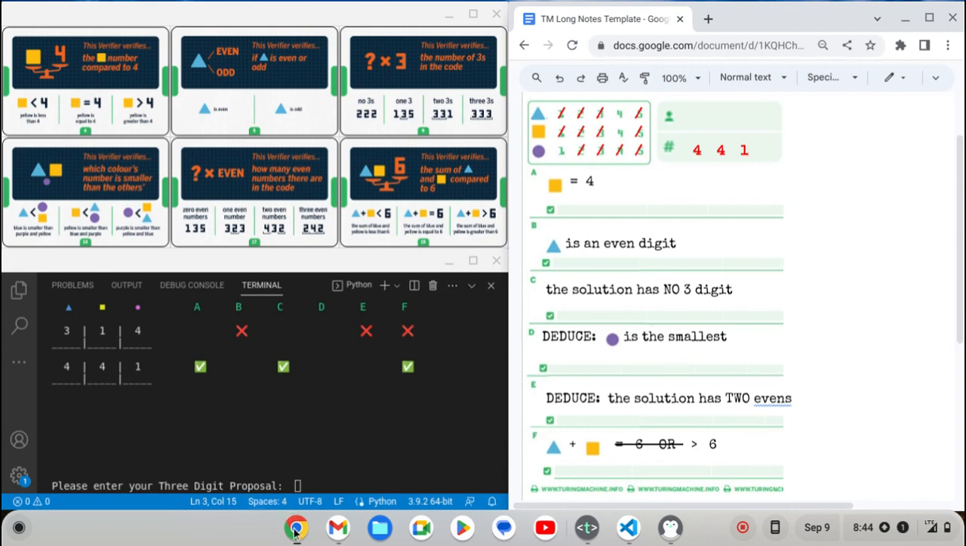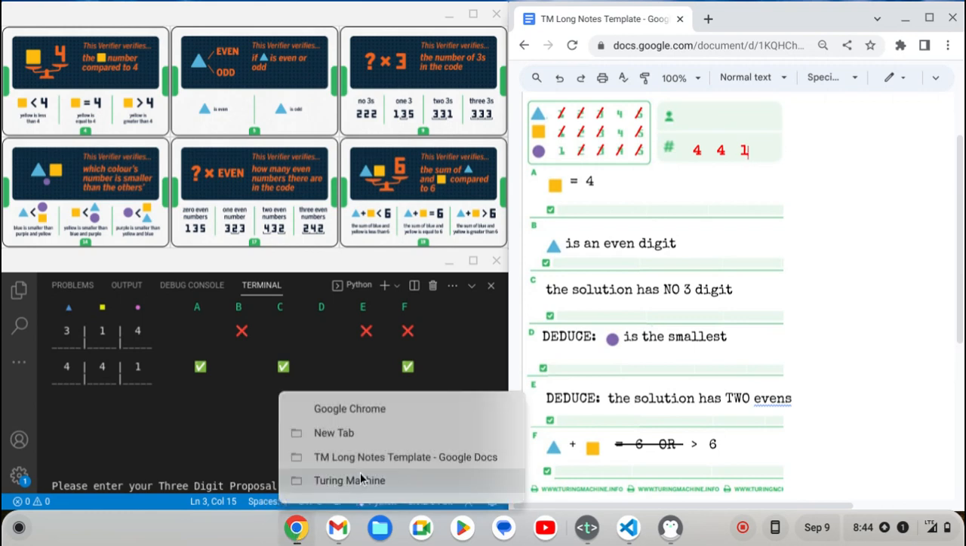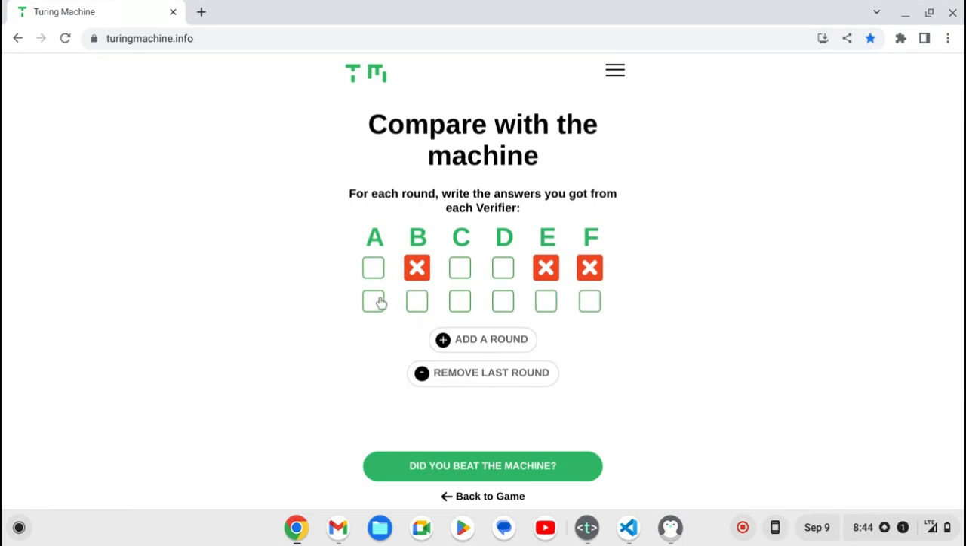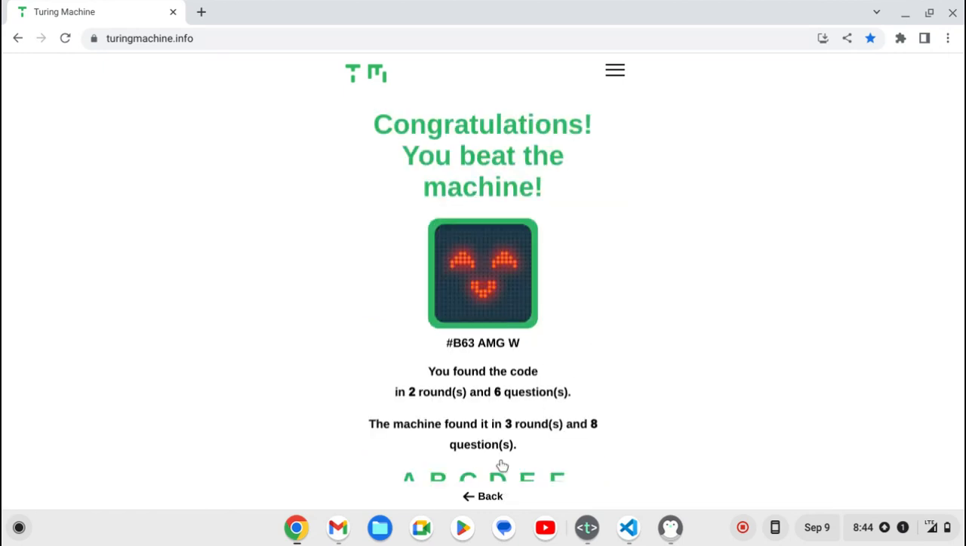So let's go ahead and type that up. So BEF were all incorrect. And then we did AC, skipped D, and retested F. And they were all correct. Wow, fantastic. So we solved it in 6 questions where the Turing machine took 8 questions in 3 rounds.